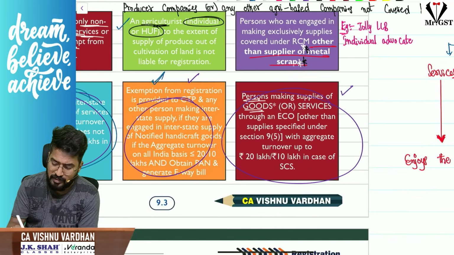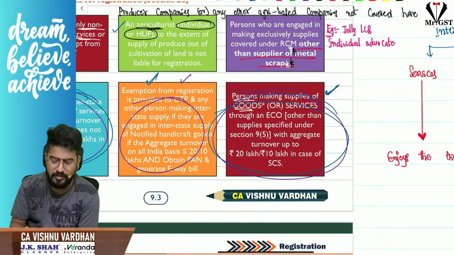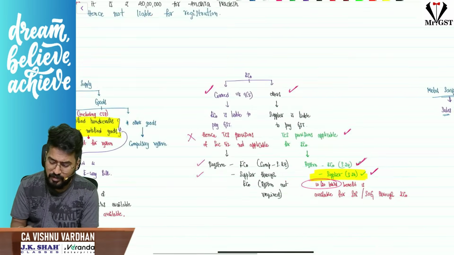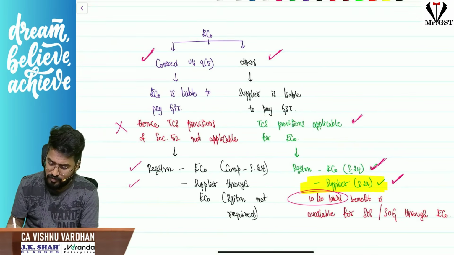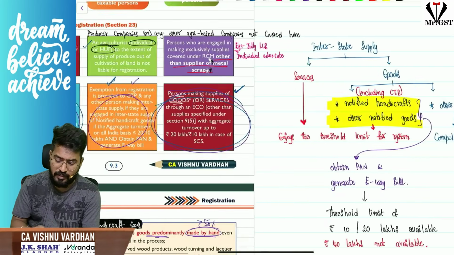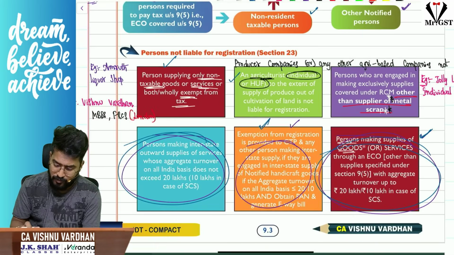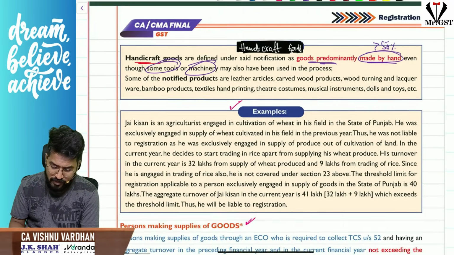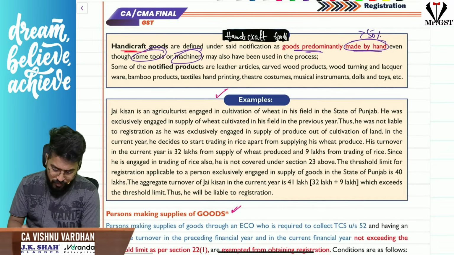And any person making supply of goods or services through an e-commerce operator, that is what we have just now discussed. Through e-commerce operator, this point, sir, this is what we have understood. Okay, this is from section 23, the relaxation. So we have already discussed section 23 while discussing section 24 itself.